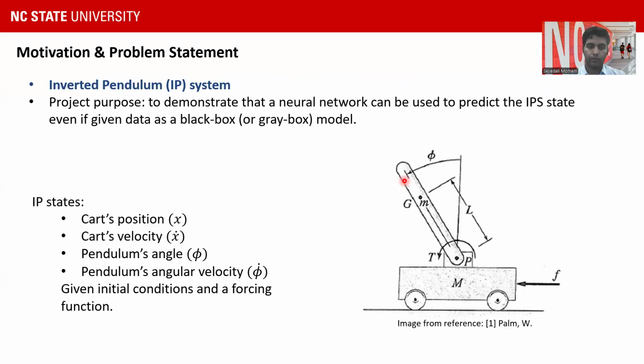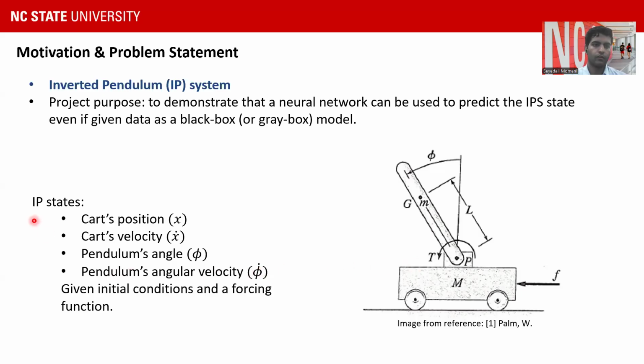Inverted pendulum system is a simple cart with a pendulum attached to it, and we use a forcing function to move this cart. And we are going to show that a neural network can be used to predict this system of state variables, a very nonlinear and unstable system, as a black box or a gray box model, and we want to show it has the power to predict these variables.